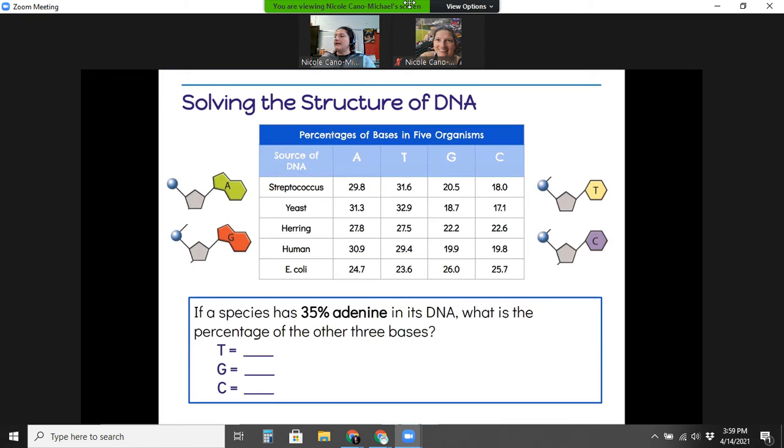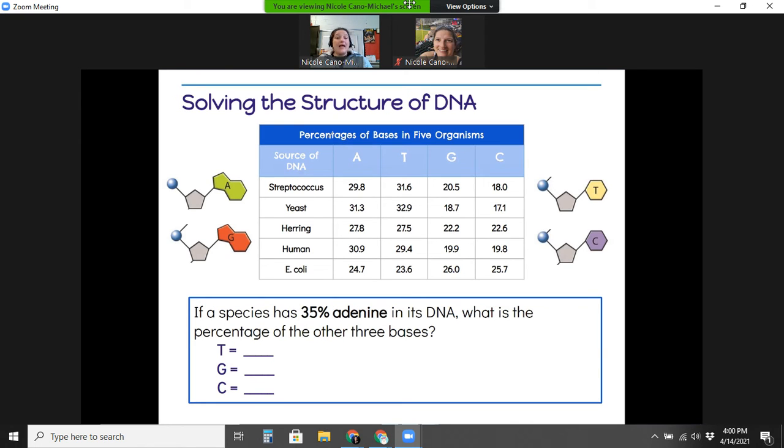All right, cool. So again, this is some data from Chargaff. You can see Streptococcus, yeast, herring, humans, E. coli. If you look at your A's and T's, they're always just about the same amount. C's and G's, always just about the same amount in terms of percentages.